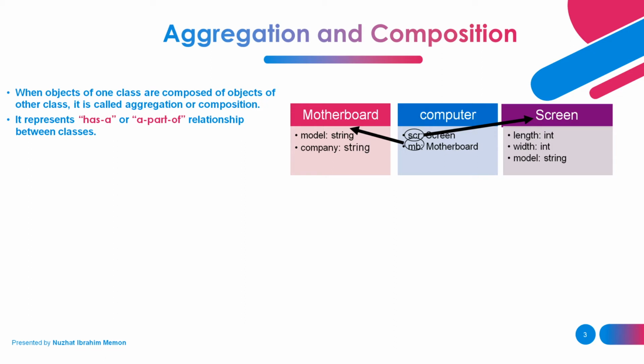So when objects of one class are composed of objects of another class, it is called aggregation or composition. Or you can say that when an object has a has-a or part-of relationship with another object between classes, then we have an aggregation or composition relationship between them.